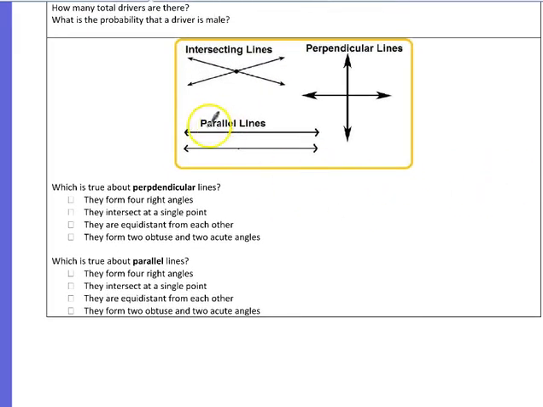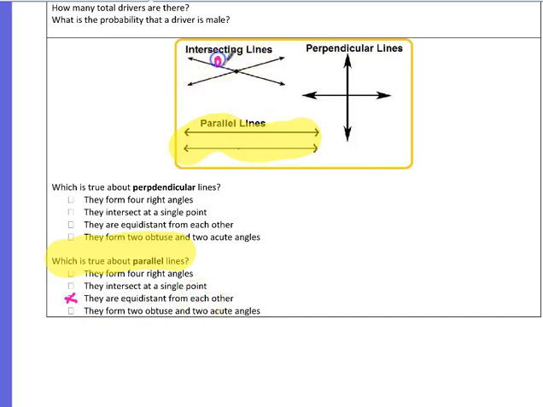I'll do the parallel line one. That's this one. So I'm going to discuss parallel lines. What's true about parallel lines? Parallel lines never do form angles. Certainly not 4 right angles. They never do intersect anywhere. They are equidistant from each other. But they do not form 2 obtuse and 2 acute angles.